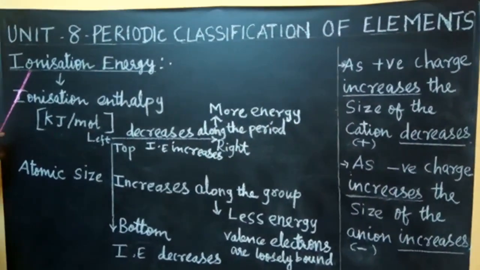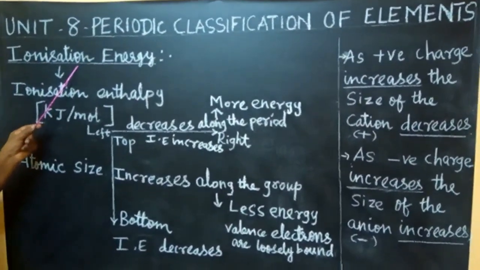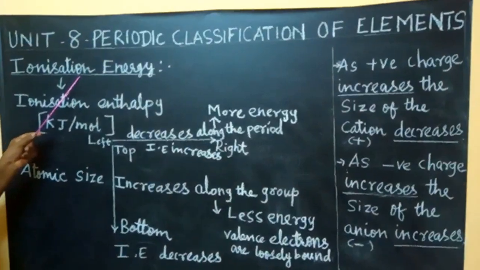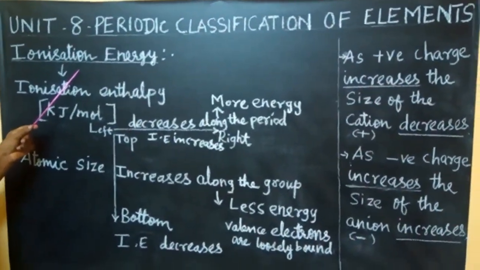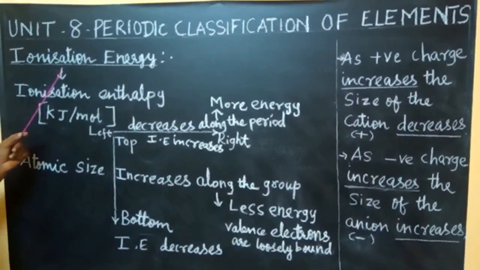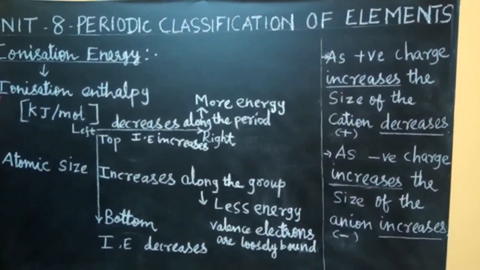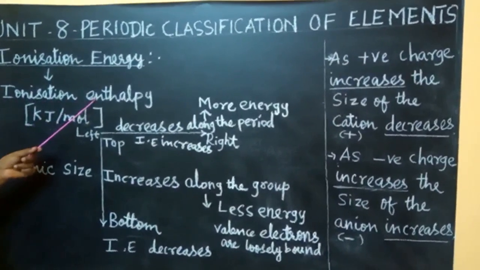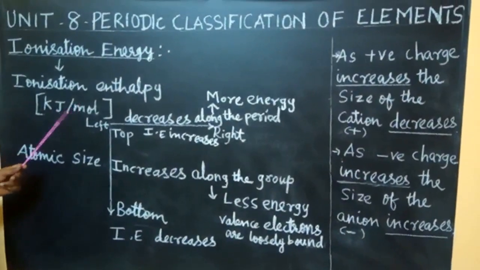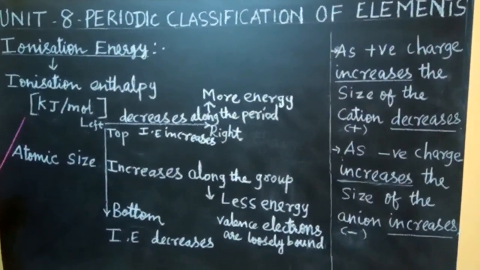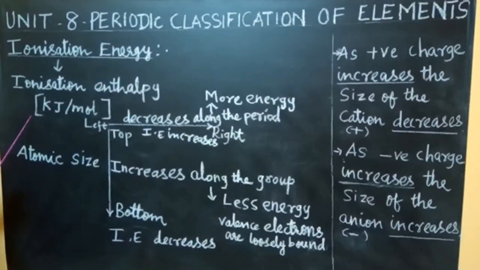Today we are going to see about ionization energy. Ionization energy is the minimum energy required to remove an electron from a gaseous atom in its ground state to form the cation. Cation means plus. It is also called ionization enthalpy. It is measured in kilojoules per mole. The higher the ionization energy, the more difficult it is to remove the electron.